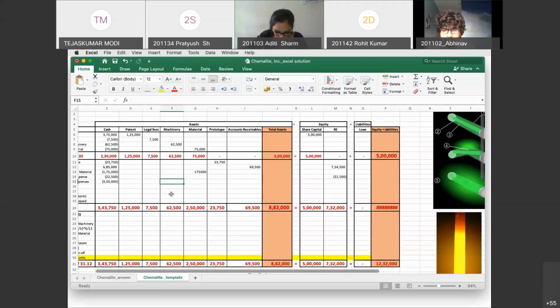Where do I show the second effect? One effect is that cash is reduced. Second effect? You said the expenses are going up. Expenses are recorded, and retained earnings go down, right? Expenses go up, retained earnings go down. Very good. It's 3,50,000.